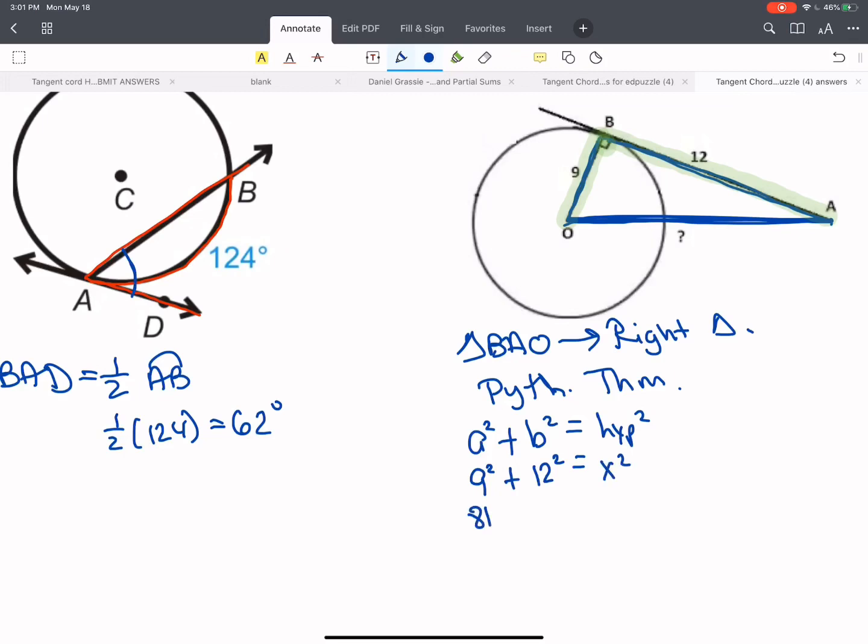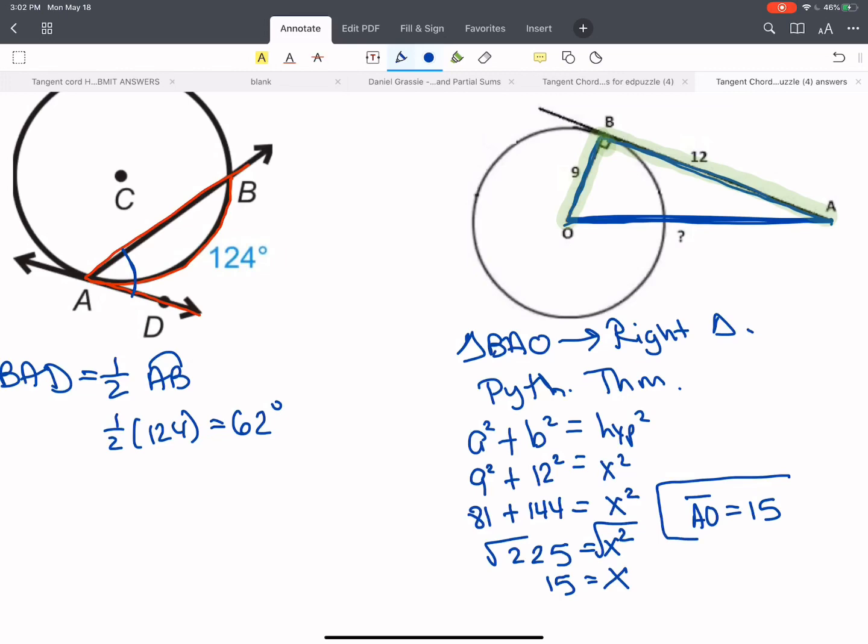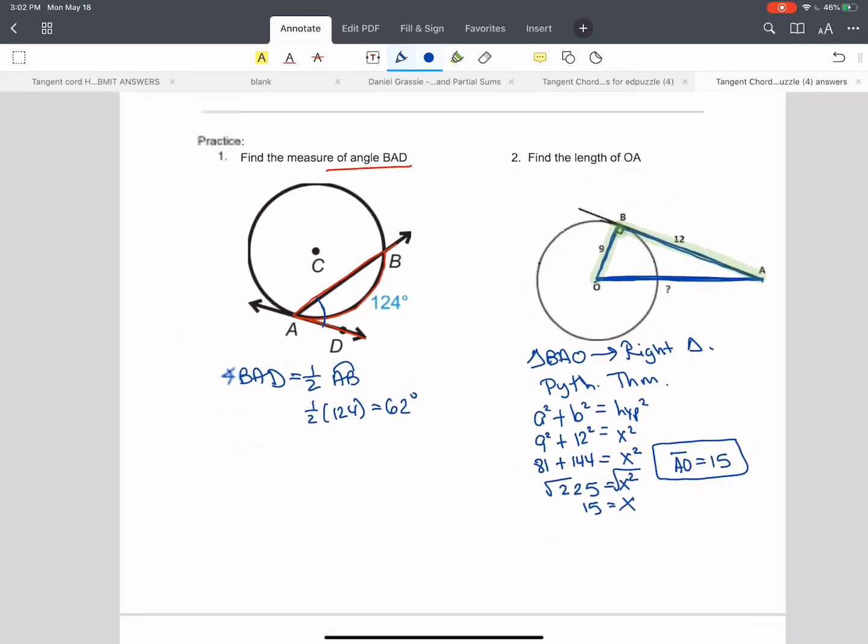So that's 81 plus 144 is equal to x squared. If I add those up, that's 225. And if you take the square root of both sides, x is equal to 15. So that's all it is. AO is 15. Feet, inches, I don't know. They weren't specific.